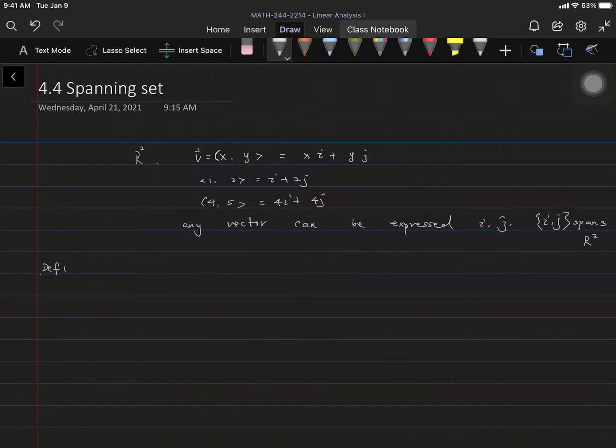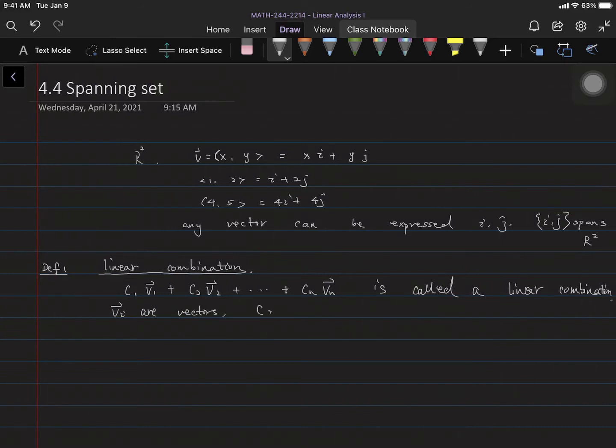The first definition is called linear combination. Let's see what the meaning of that is. If we have c1 v1, you can see c is the scalar, v is the vector, right? And c2 v2, in general, cn vn. You can see this is a sum of a constant times a vector. This is called a linear combination. Here the vi are vectors and the ci are constants or scalars. Same thing. Linear combination.